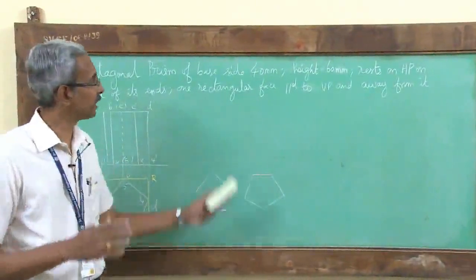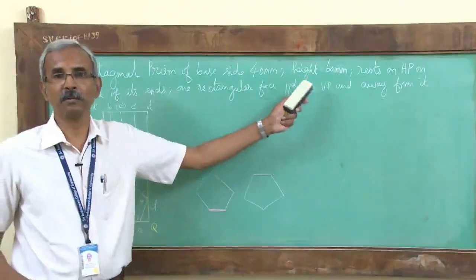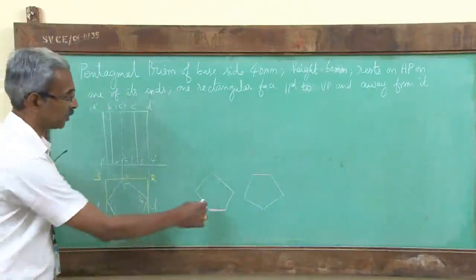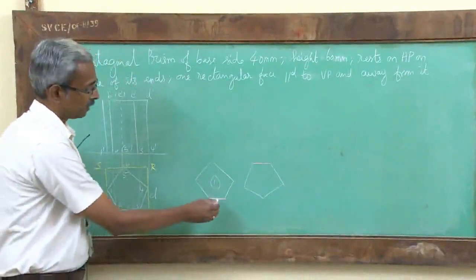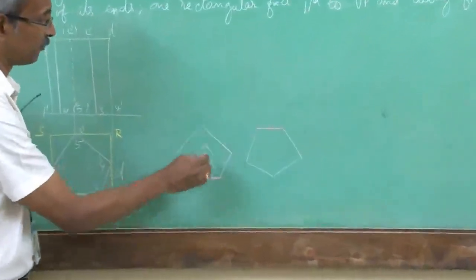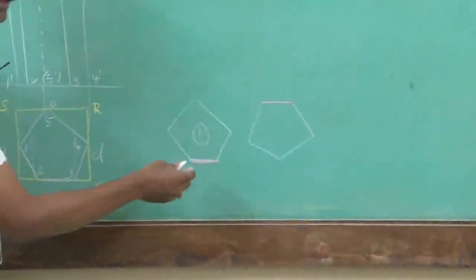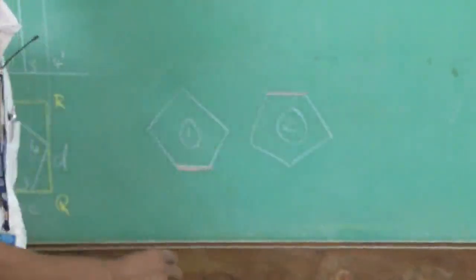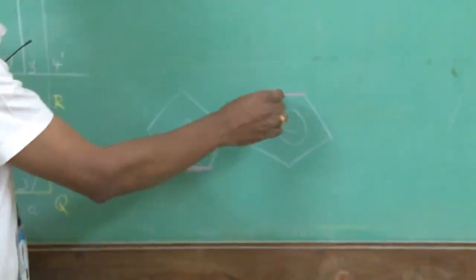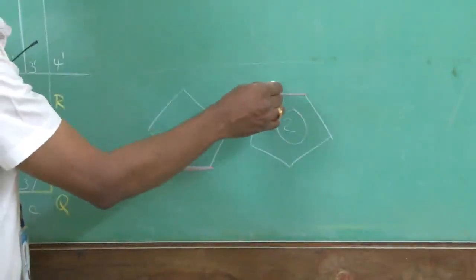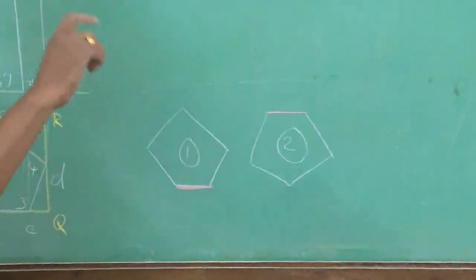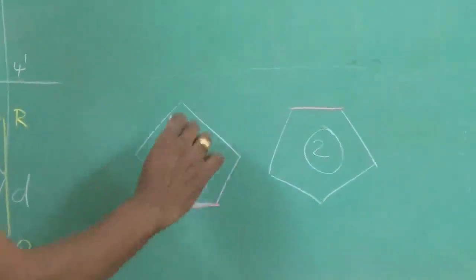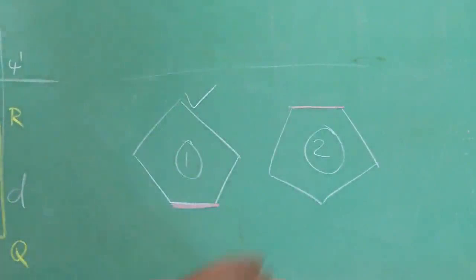Because if you say one of the rectangular faces is parallel to VP, there are again two possibilities. If you look at this diagram, in diagram 1 the rectangular face is parallel to your VP and away from it, and in diagram 2 you can see the rectangular face is also parallel to VP, but this is near to VP. So you have to be very careful about the initial position. When it says away from, this is the correct orientation, and this one you should not use.